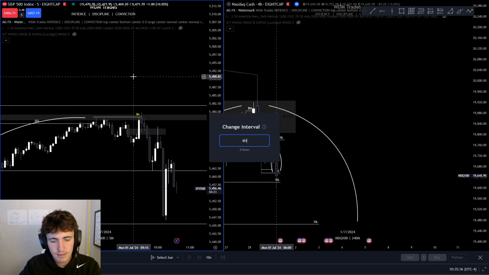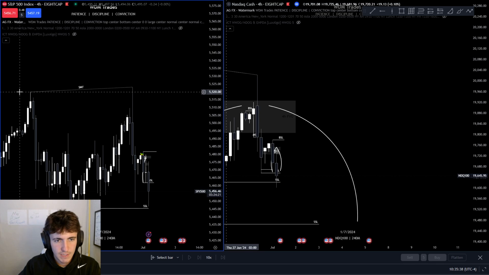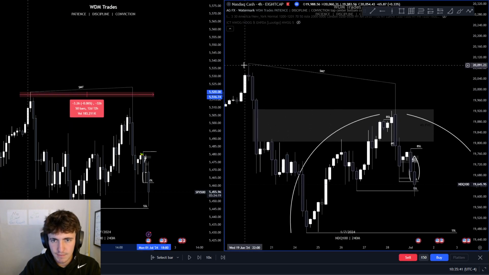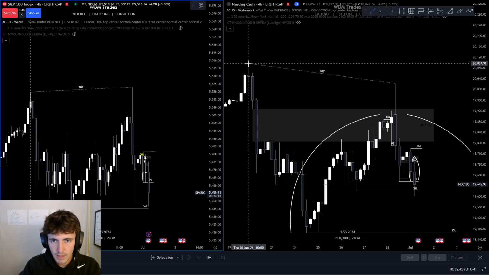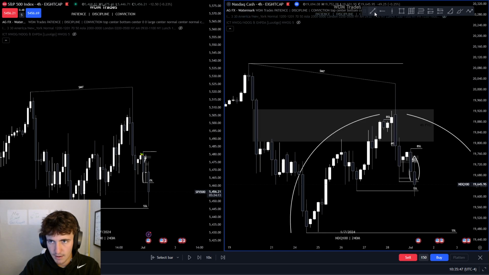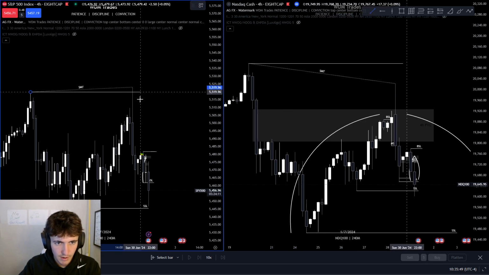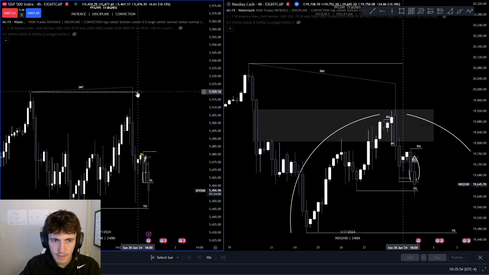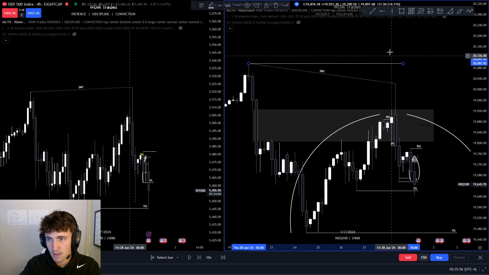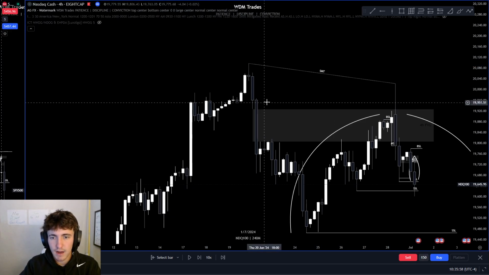Let's look at ES. See this high right here? This is how you know it's an SMT, because one pair takes the high and the other doesn't. So if you were to draw a white line across right there and draw a white line across from here, only on one of these pairs does the candle go through the white line, so that is an SMT. But seeing that gives me confidence to go lower.